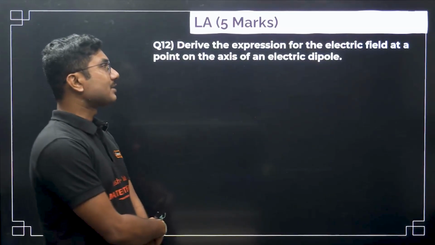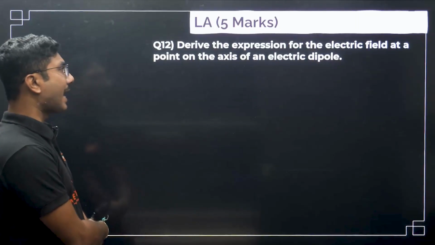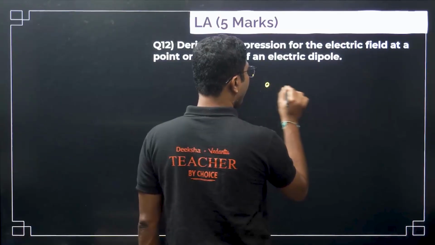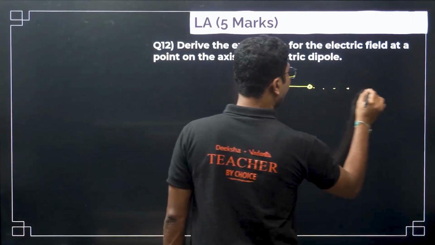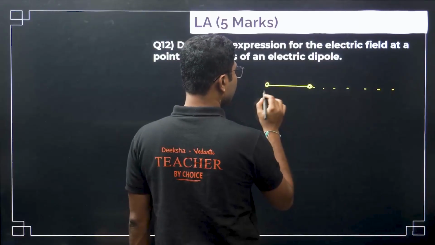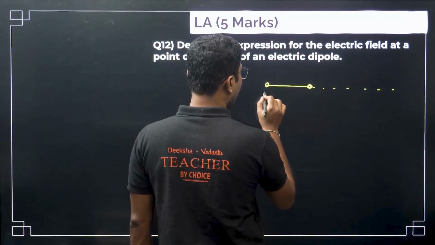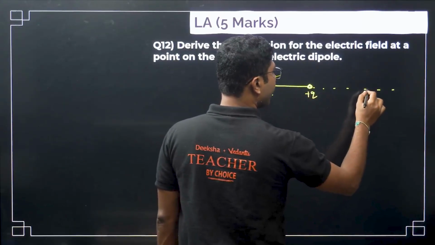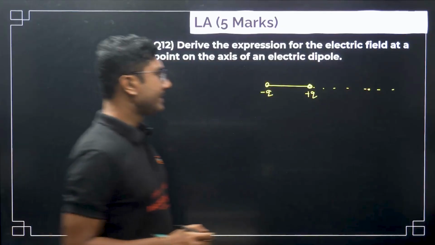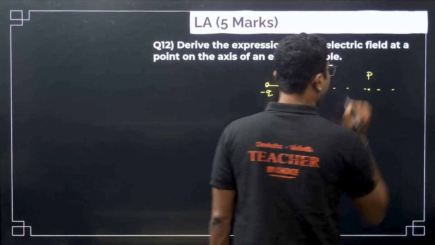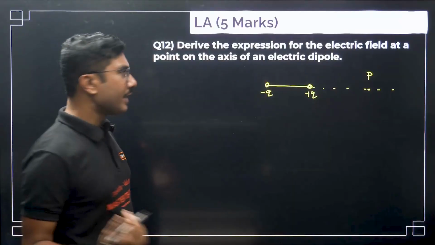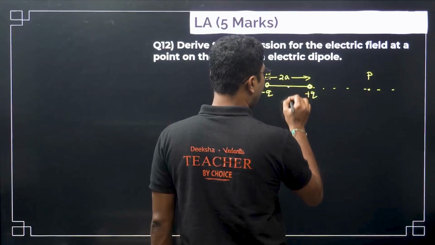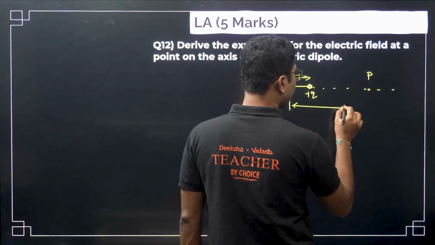Now derive the expression for the electric field at a point on the axis of an electric dipole. So here we have an electric dipole and we are trying to find the electric field on the axis. Suppose this is minus Q, this is plus Q. We are trying to find the electric field at some point, say P. Now, the diagram is very, very important in this derivation. So the total distance is 2a and the distance from the center of the dipole is r.